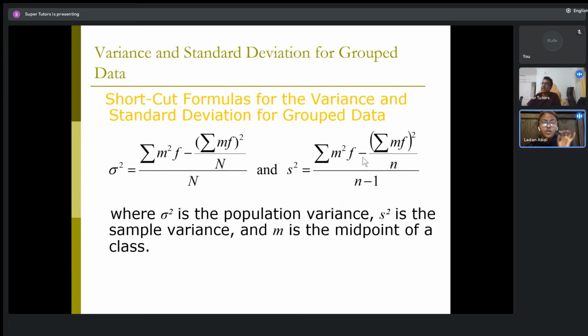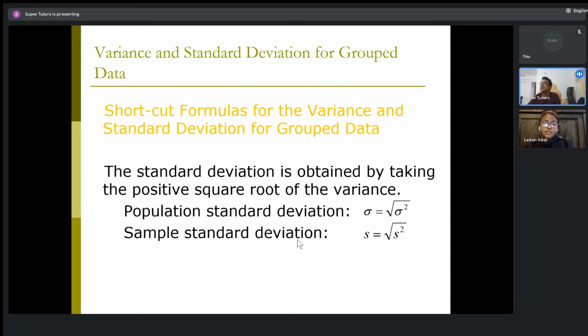So this is for the group data, similar to the previous set of data that we went over. The previous set of formulas is very similar. And of course, the standard deviation is, of course, just the plain square root of whatever you find as the variance.